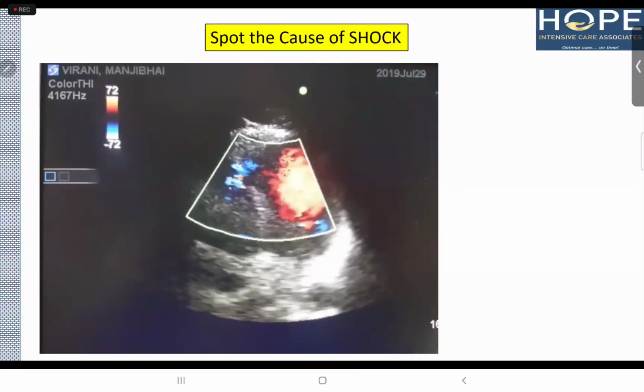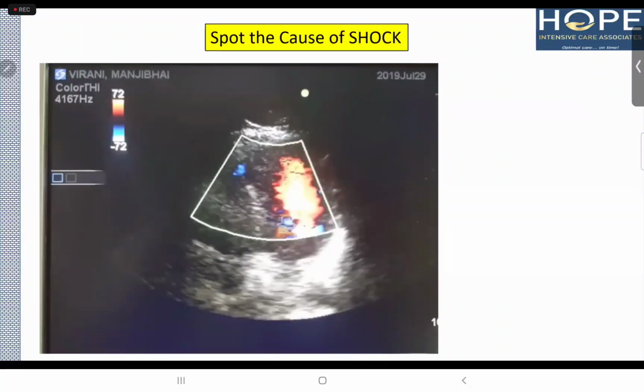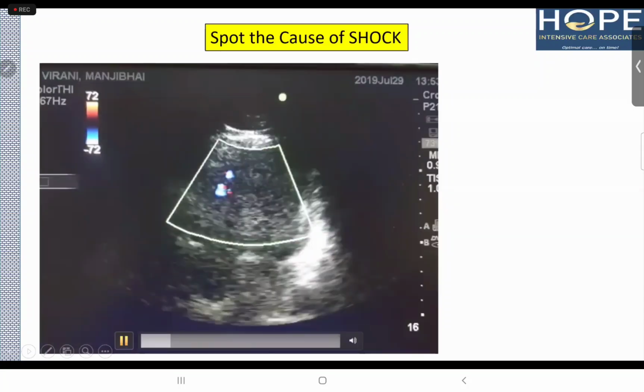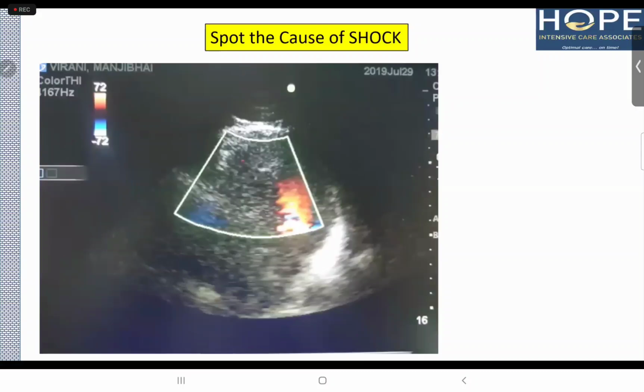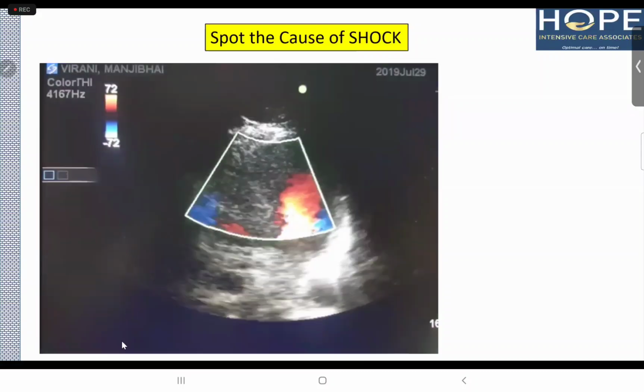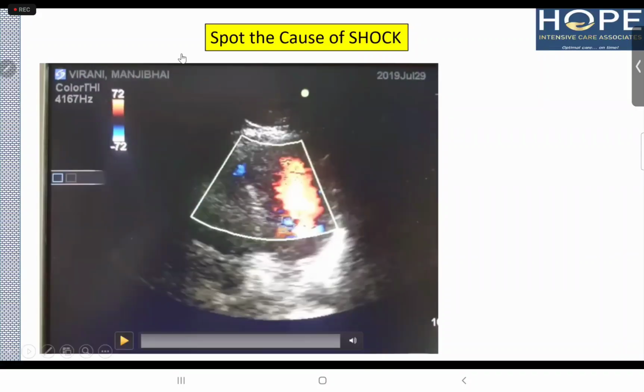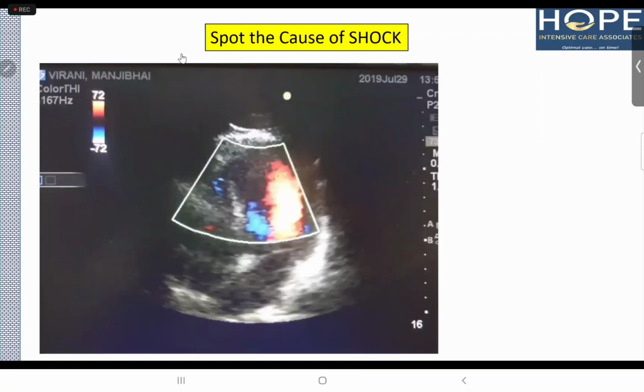Sorry, it's not very good quality image. It could have been much better, but because it's one of the rare things we find, this is an apical 4-chamber view. The gain setting could be better, but would anybody like to put forward your comments? Septal defect, VSD, cardiogenic shock. Anybody else?